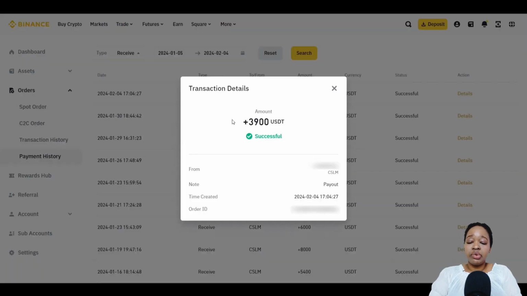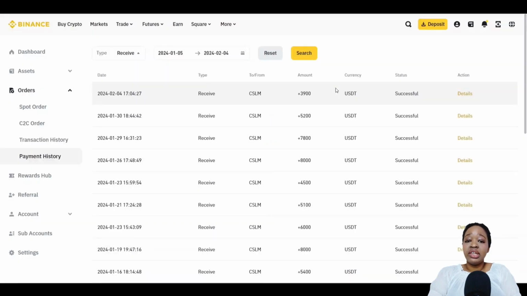As you can see, there was a deposit of $3,900 to my account, and you can see that it took less than 2 hours from the moment that I made an application on my Quotex platform to the moment when the money was credited to my Binance platform. So you can see it was quite easy. The funds have been received in full, as you can see the total amount here.